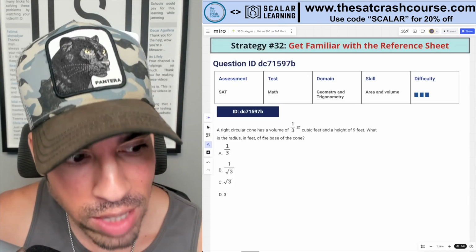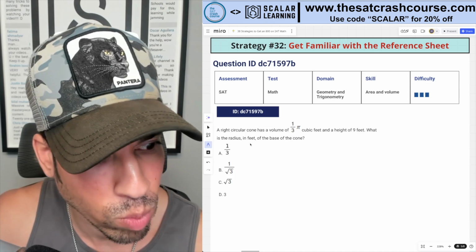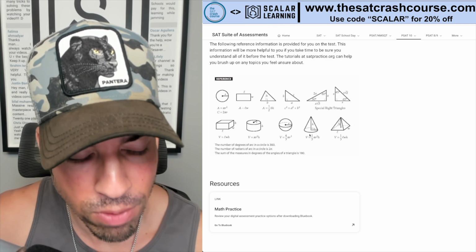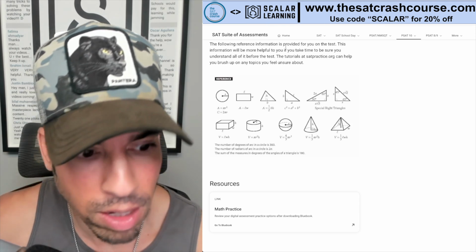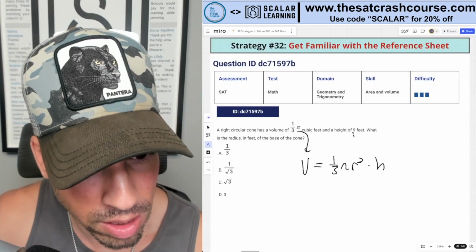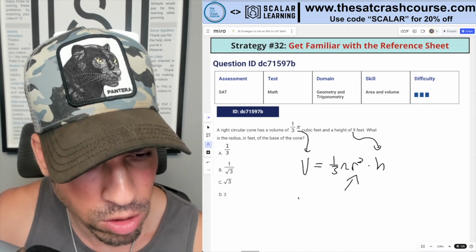So this one says a right circular cone has a volume of 1/3 pi cubic feet and a height of 9 feet. What is the radius? And again, here's my volume formula for a cone. So this is perfect. I'm going to write that down. So there we go. And now we just plug and chug. We know the volume here is this. The height is 9. And we're trying to solve for radius. So let's plug and chug.